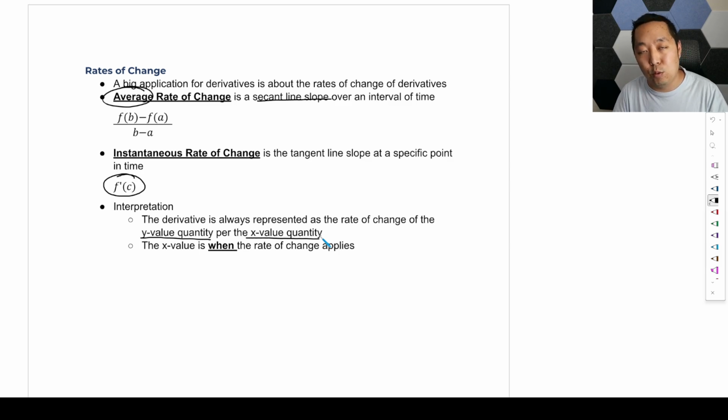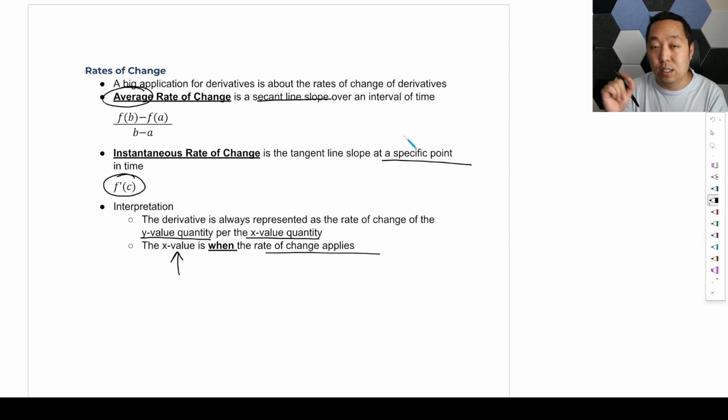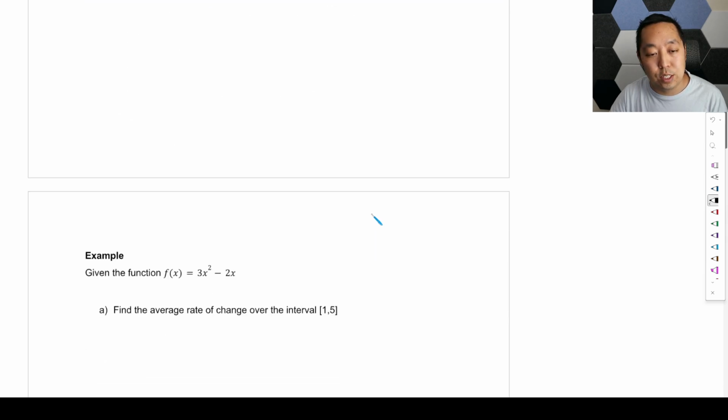So if you're given, and we'll go through some examples here, whatever variable is given there, it's going to be the change in that y variable divided by the change in that x variable. And the x value is when that rate of change applies, over the duration. So for an average rate of change, it's over a period of time because it's between 2 points. Instantaneous rate of change is at one particular moment in time because it's at a specific point, not over a range of a couple of points. Okay, so we'll go through some examples just to clear up what that means.